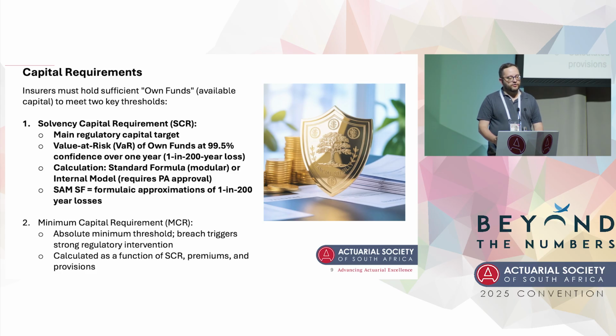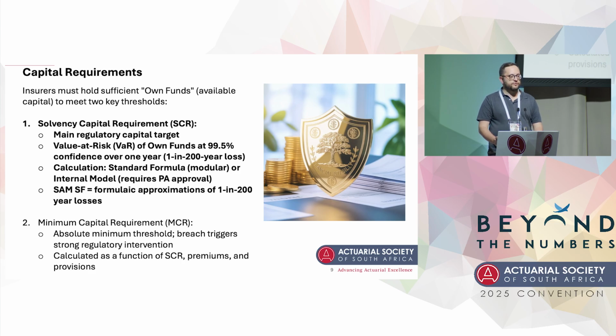So we'll be focusing on the solvency capital requirement because this is probably the more interesting part of SAM from a technical perspective. There's also the minimum capital requirement, or the MCR, which is basically a linear formula that's meant to be calibrated to the 85th percentile, if I remember correctly. The solvency capital requirement is the main regulatory capital target in SAM. It's the value at risk of your capital at a 1 in 200 year loss, or the 99.5th confidence level over 1 year. So in other words, looking at losses that could occur over the course of a year.